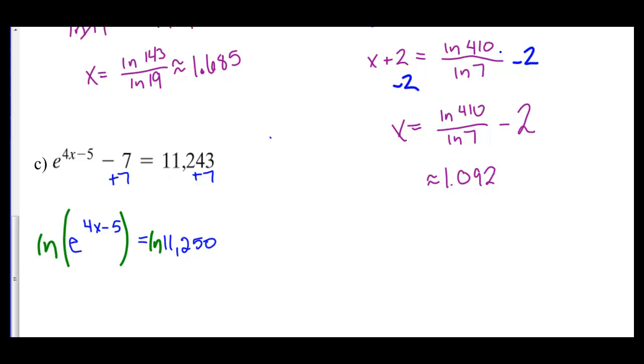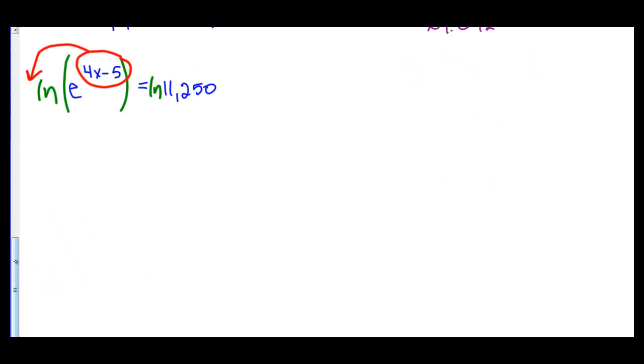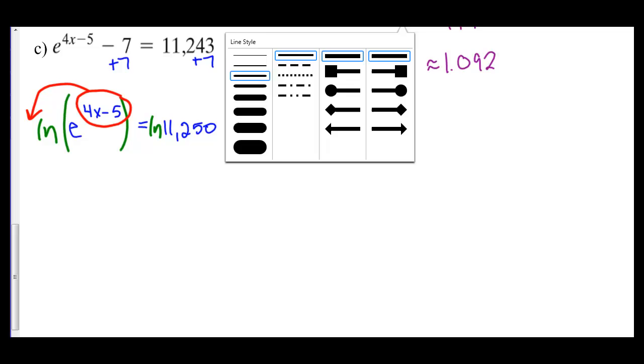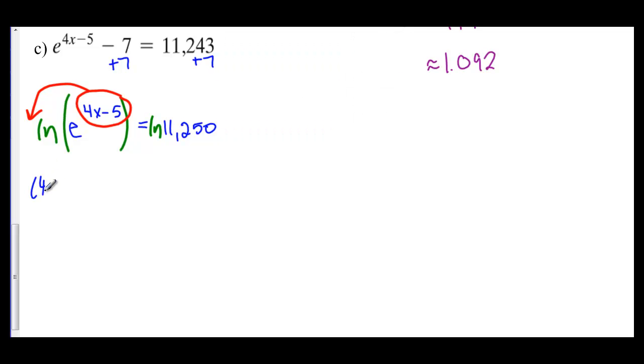And whenever we do that, again, the whole point is that we can take this exponent here and use our power rule and put that in front. So we're going to end up with this 4x minus 5 times, and this is technically times the natural log of e, equals the natural log of 11,250.